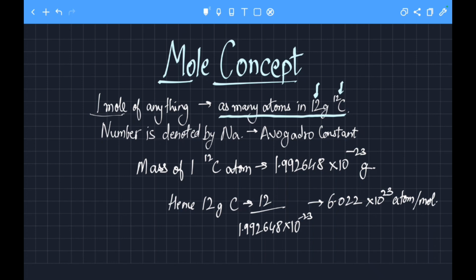Secondly, 1 mole, the number is denoted by the symbol Na or N0. That is also called Avogadro constant. That was invented by a scientist named Avogadro, and this number has been honored in his name and is called Avogadro constant.